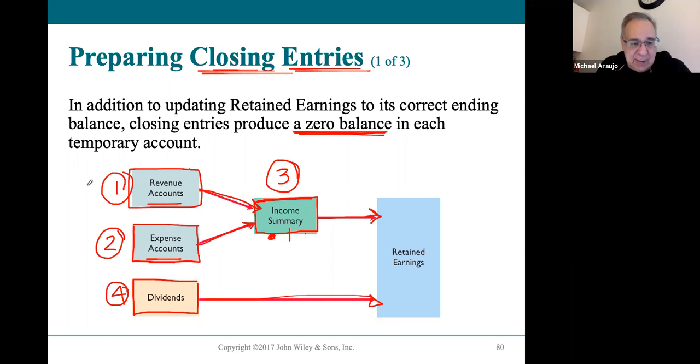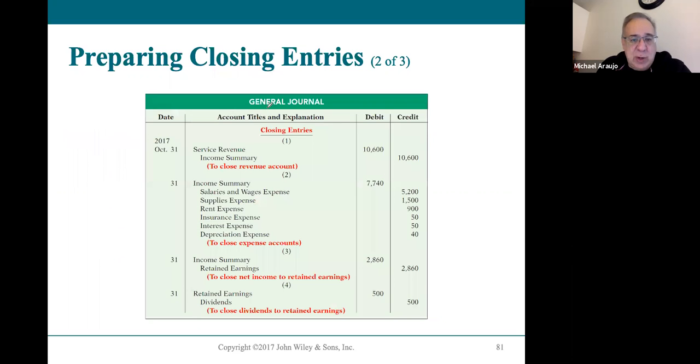This is the step 1, 2, 3. That's a 4-step process. It's relatively easy after a while. This is what it would look like in the journal. Here's your very, very first step that I mentioned, right?